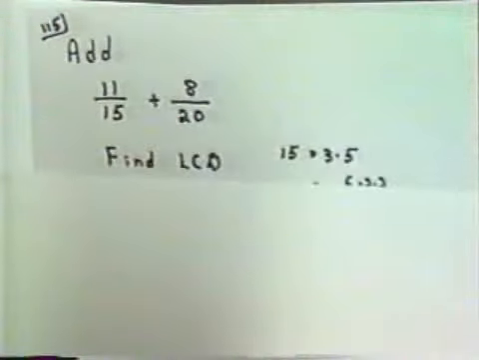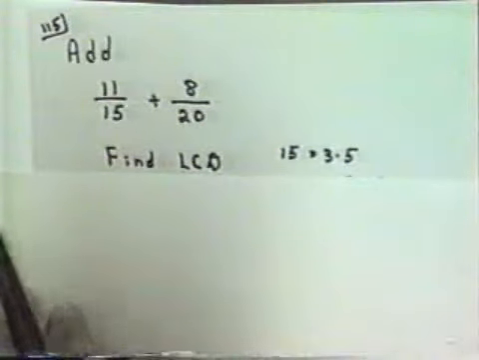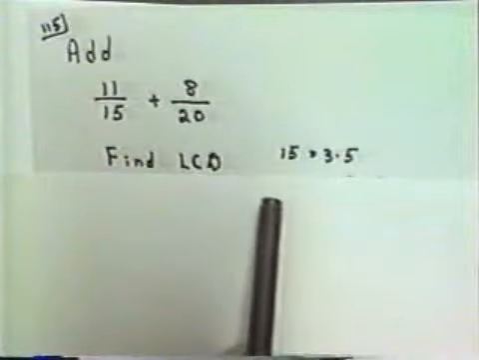We'll start today's lesson with adding common fractions. Let's add the common fractions 11/15 plus 8/20. The first step in adding common fractions is to find the least common denominator. Now you may be able to look at 15 and 20 and know that the common denominator is 60. If so, you would do it in your head. But let's pretend for a moment that you do not know how to do the LCD in your head, and let's look at a mechanical way of getting it.